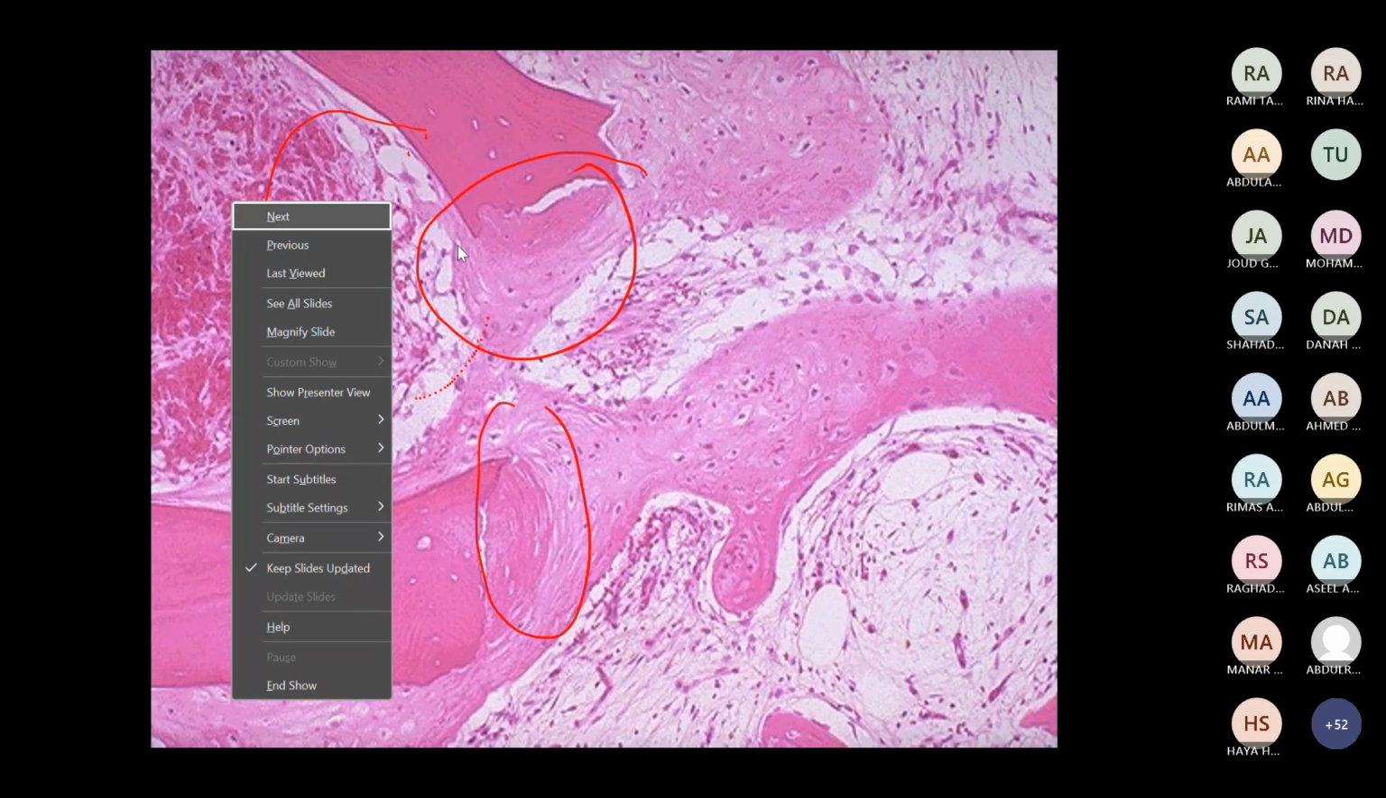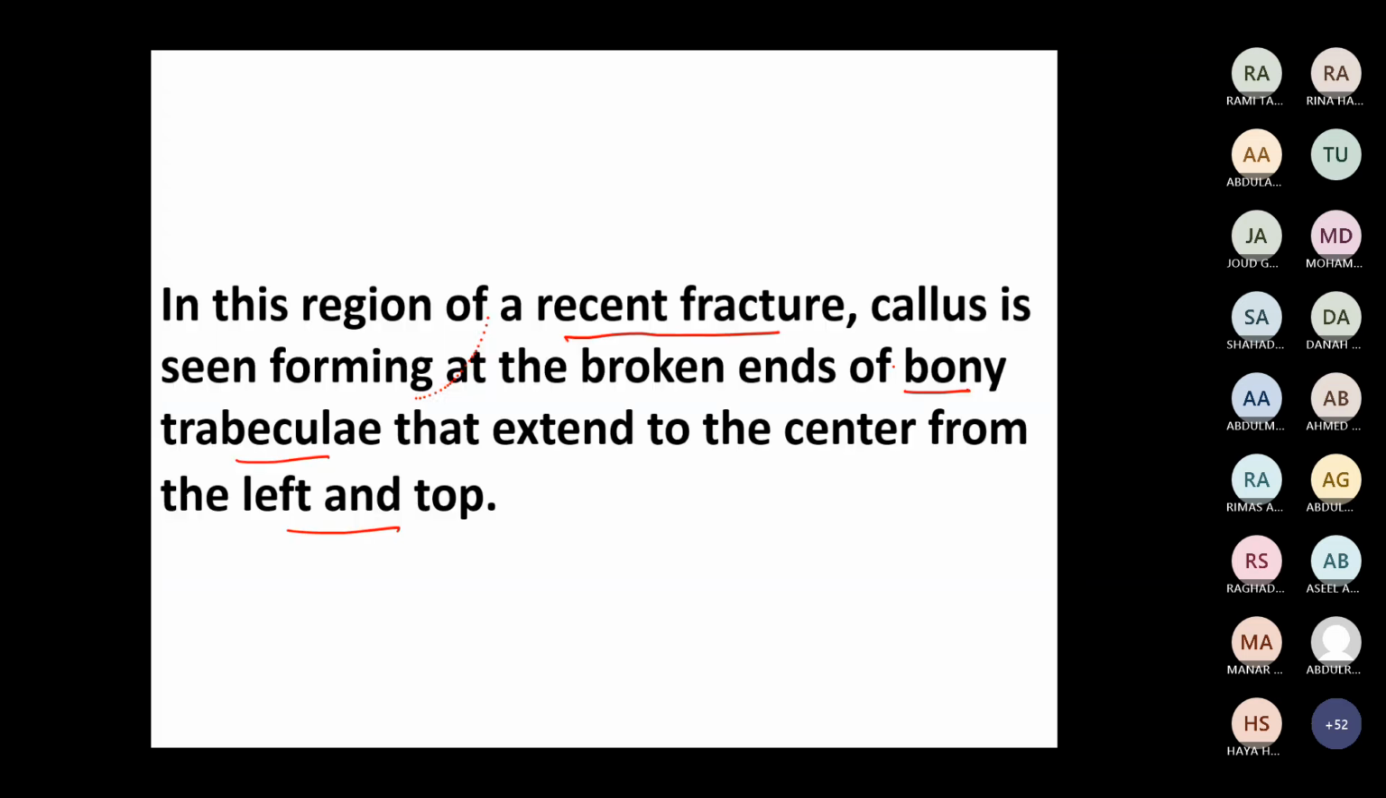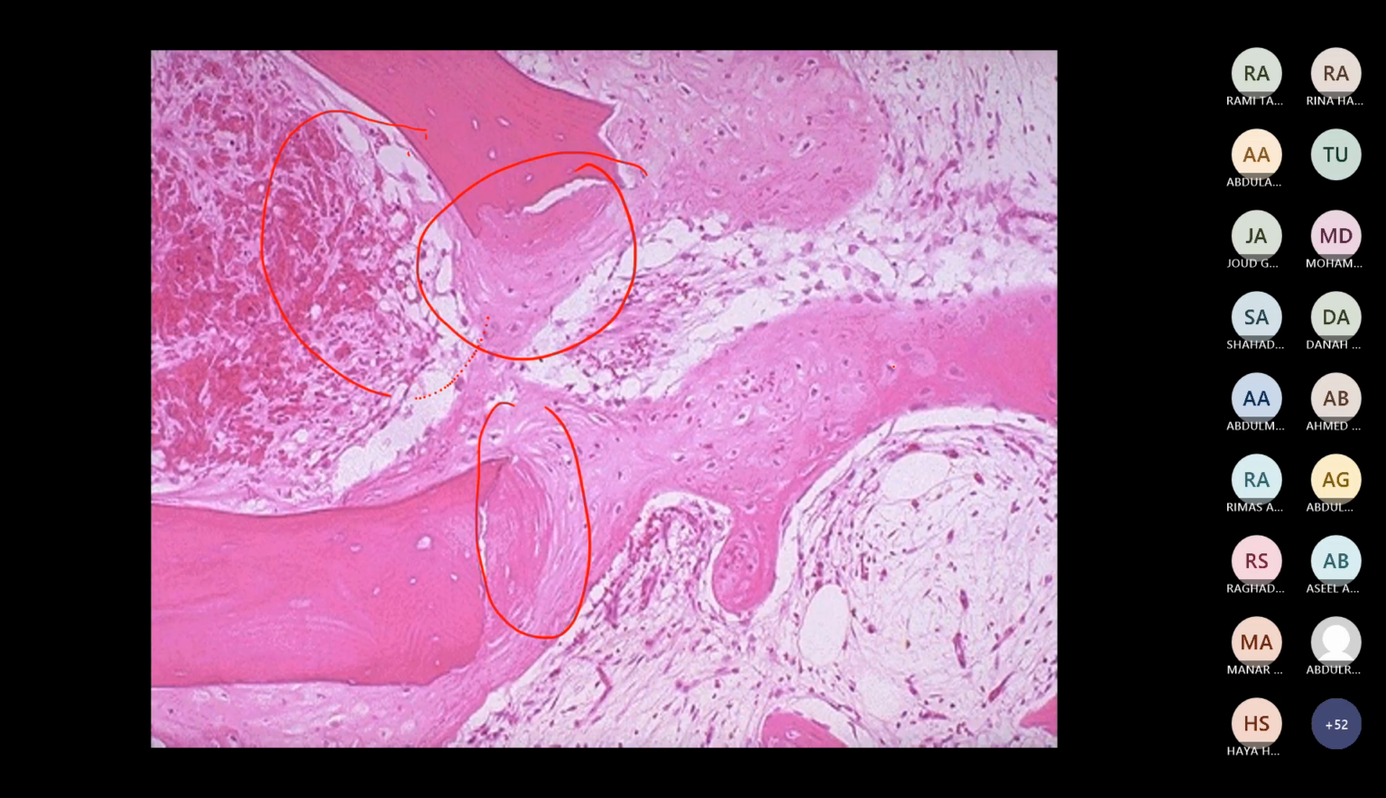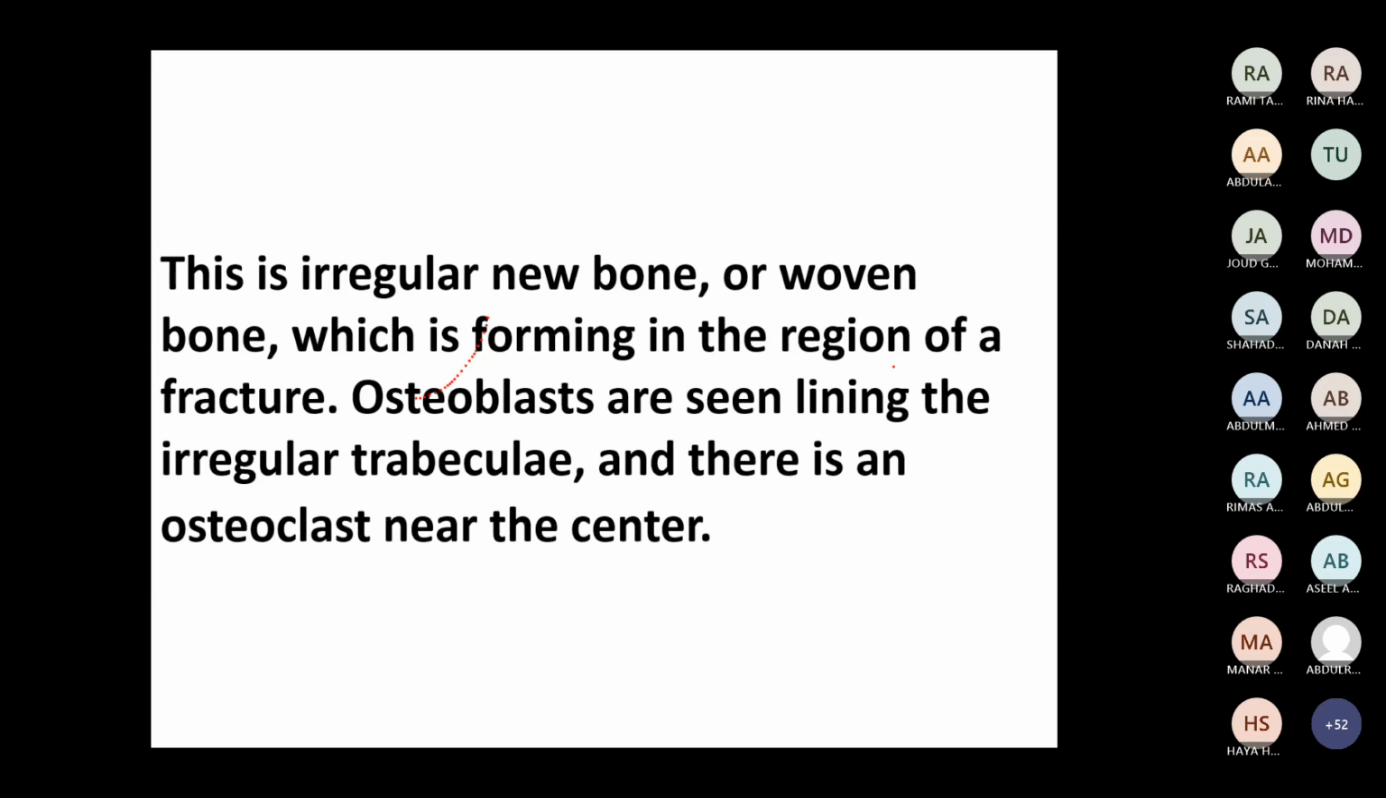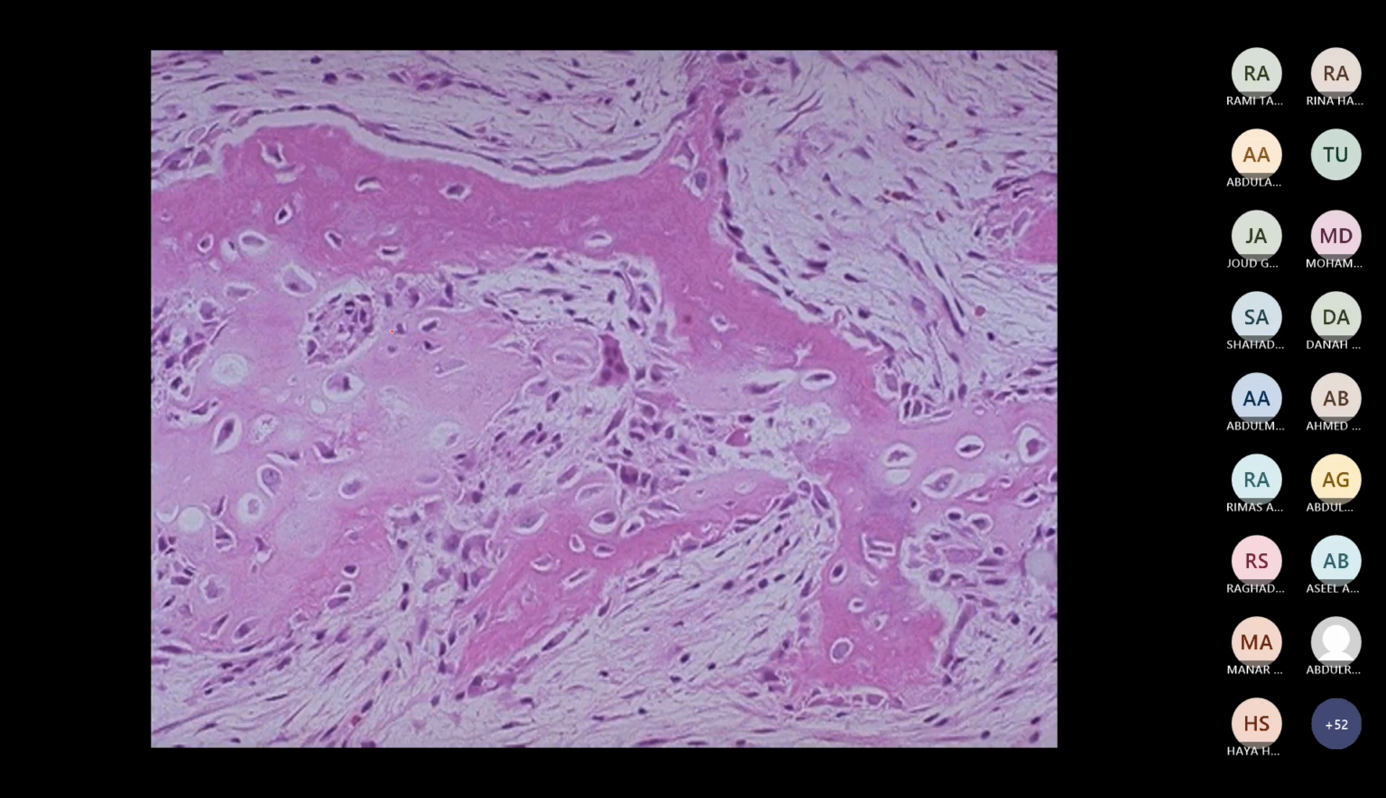We are pathologists, basically. So, this is not very important for your examination, but to remember what is actually happening. Now, the last slide is an irregular new bone or woven bone which is forming in the region of the fracture. Osteoblasts are seen lining the irregular trabeculae, and there is an osteoclast near the center. Now, this is the osteoclast in the center, and these are the osteoblasts which are forming the new bone. You can see over here. Now, this is just to show you the diagram, what is actually happening.